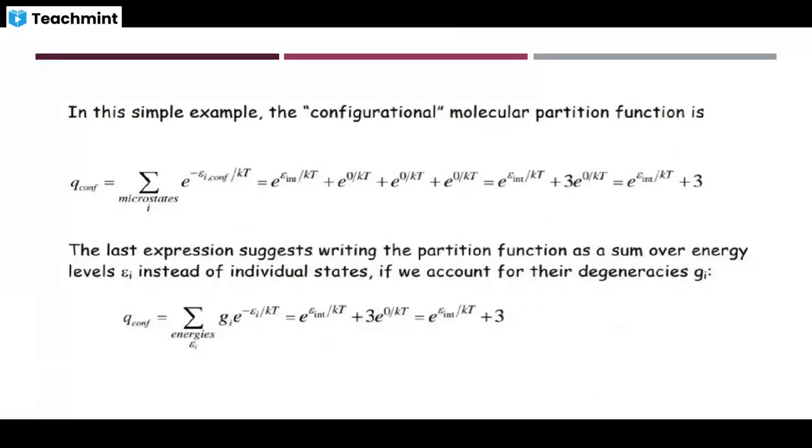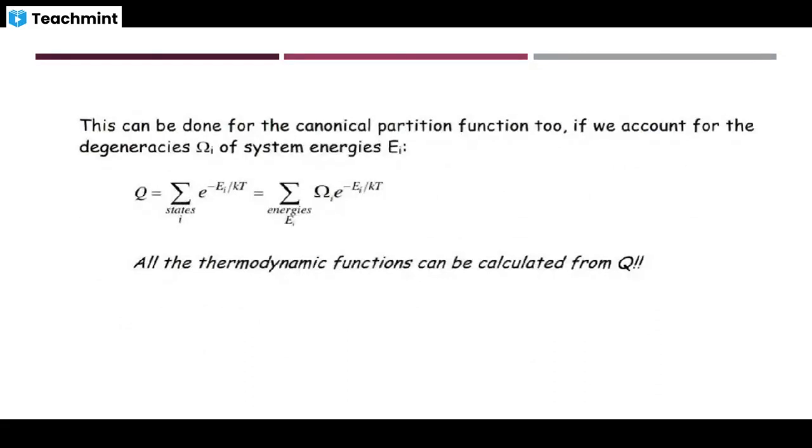So you should know these basics. This can be done for the canonical partition function too. If you account for the degeneracy psi i of system energy Ei, these are the same for the canonical ensemble. Just replace it with psi i, which is the degeneracy, and replace the energy with Ei.